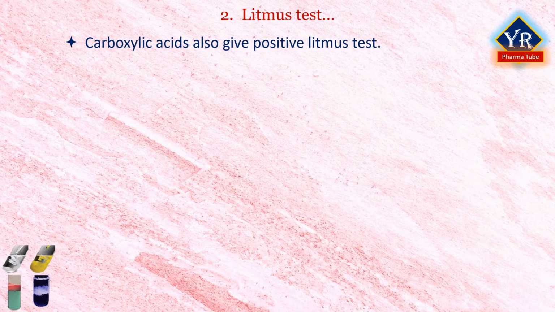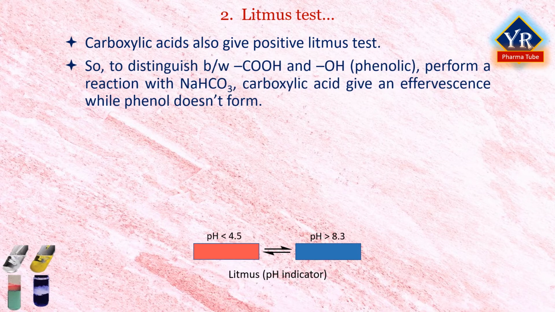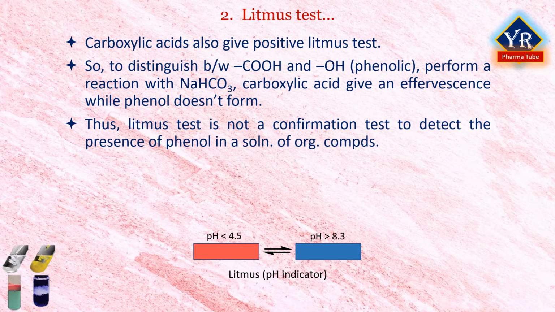Here, you need to keep it in mind that carboxylic acids also give a positive result to this litmus test. So, to distinguish between the two, you need to compare the acidity of both carboxylic acid and a phenol. Phenols are found to be less acidic than carboxylic acids. This is confirmed when carboxylic acids react with sodium carbonate, they give effervescence, while phenols do not. Thus, litmus test is not a confirmation test to detect the presence of phenol in a solution of organic compounds.